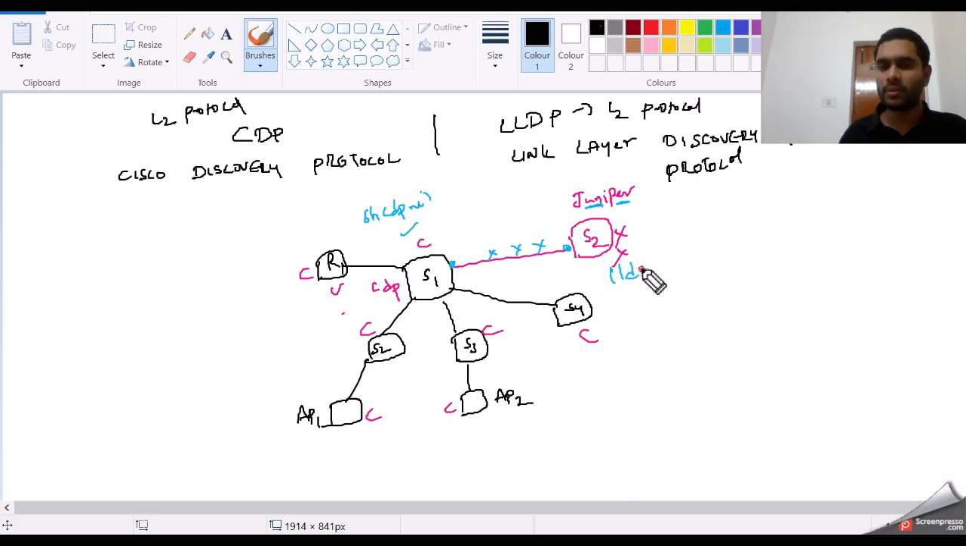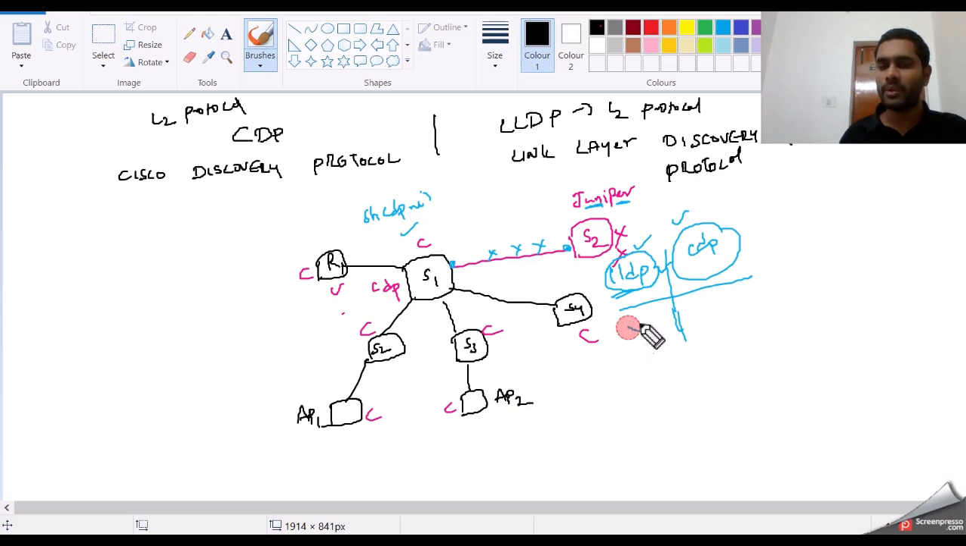To solve the problem, we need to go for the LLDP protocol. LLDP stands for Link Layer Discovery Protocol. The working of LLDP is the same as CDP. The only difference is that CDP is Cisco proprietary, while LLDP is vendor neutral. This is very important for your interview questions also: tell me the differences between the CDP protocol and the LLDP protocol.